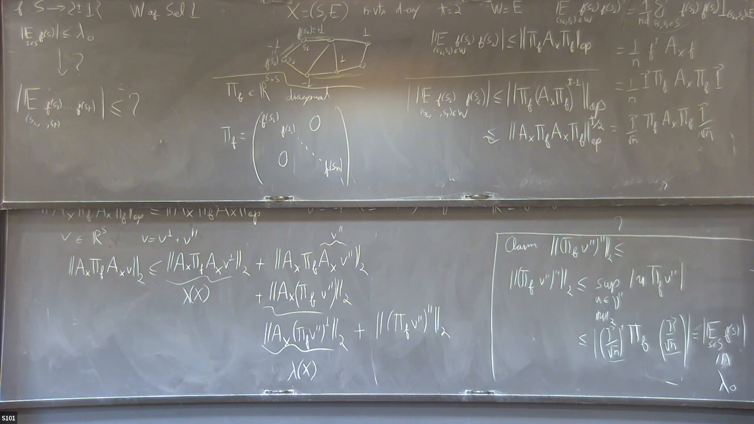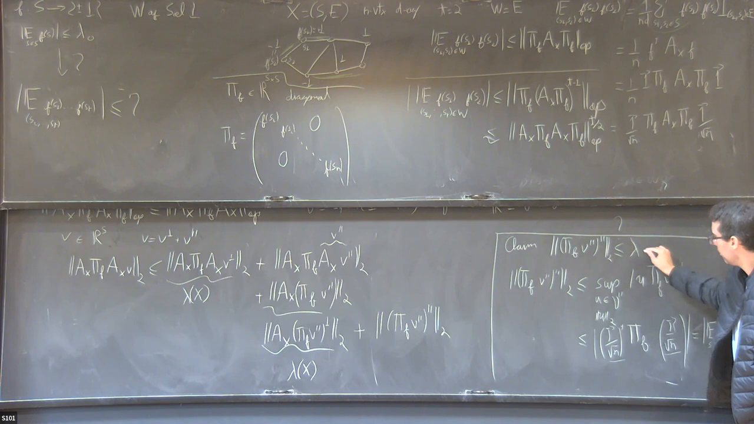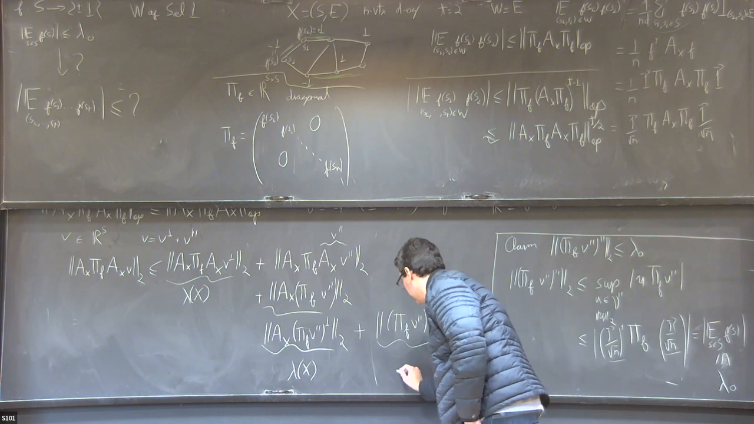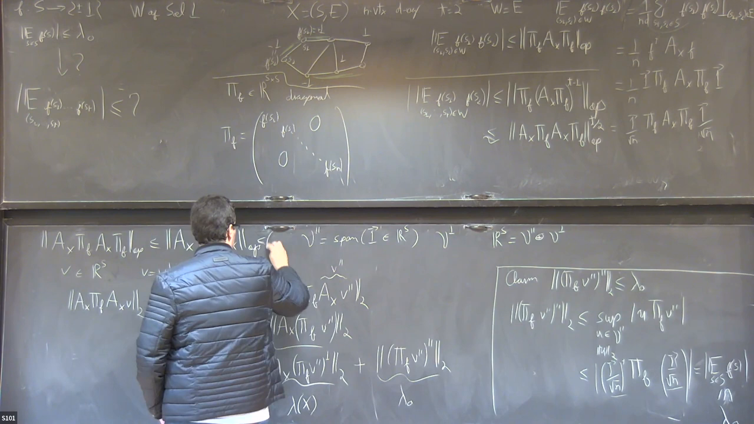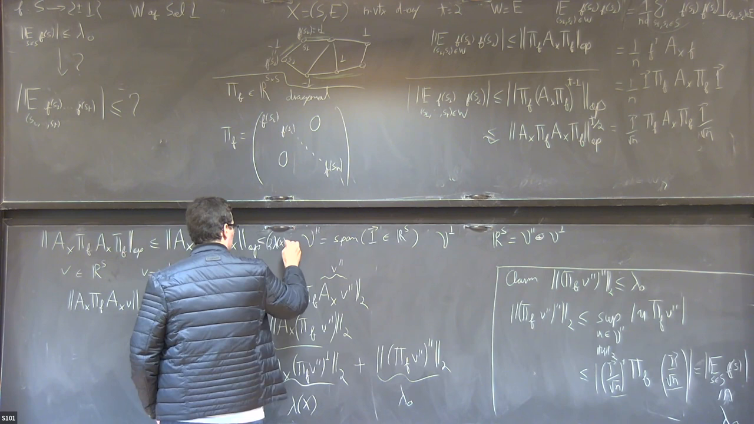Right? So to conclude, this is the diagonal matrix encoding F. When you have this kind of sandwiching, we see the bias of the function is at most lambda naught. So from this claim, we get this at most lambda naught. And then we go back here. We just proved that this is at most lambda naught. So what we have just shown is that this whole bound here is at most 2 lambda x plus some lambda naught. You get something like this.